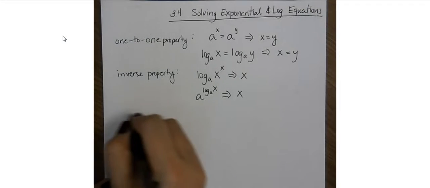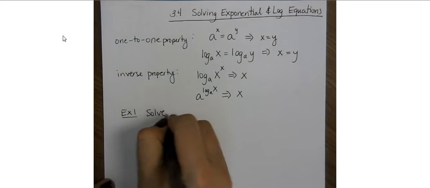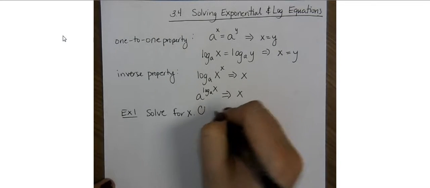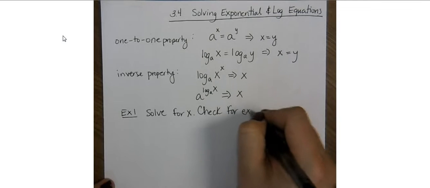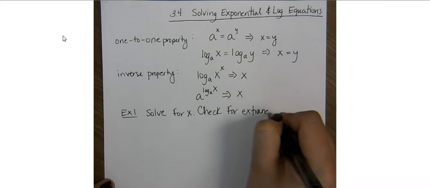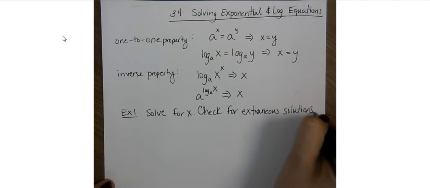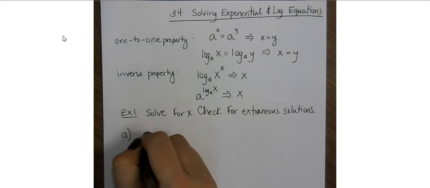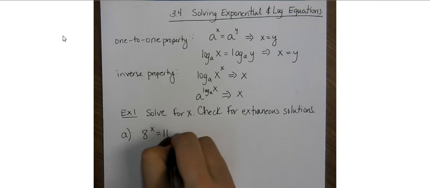So we're just going to do a bunch of examples today on how to solve. We're going to solve for x, and then we also have to remember to check for extraneous solutions. All right, so let's start off kind of easy. If I have 8 to the x equals 16.